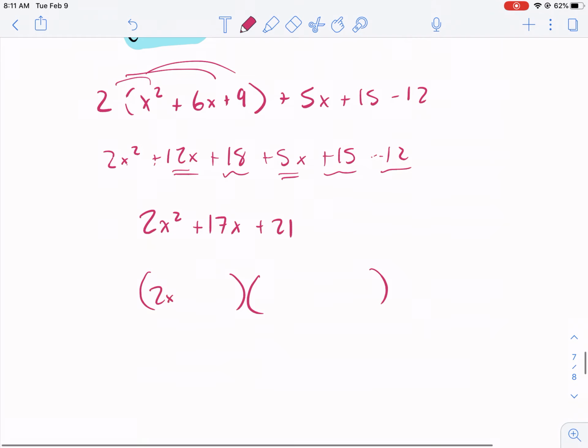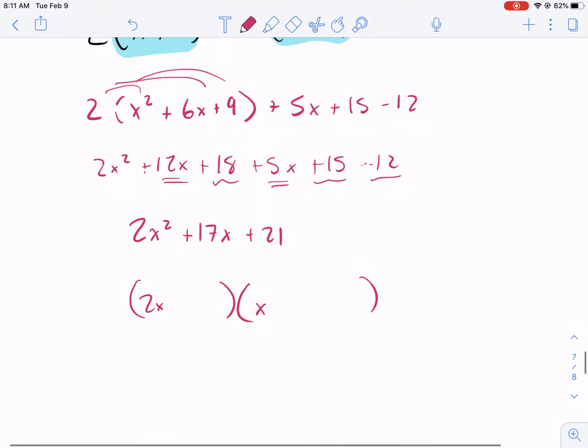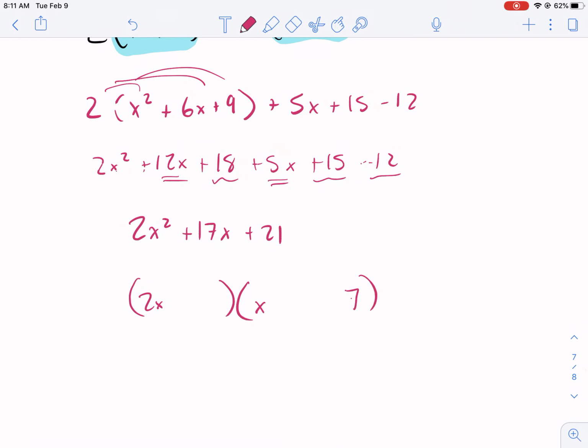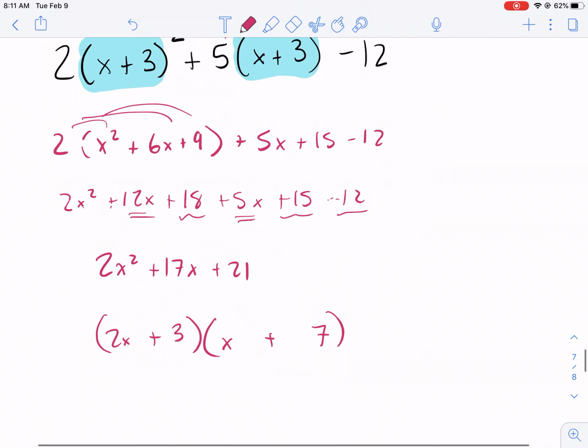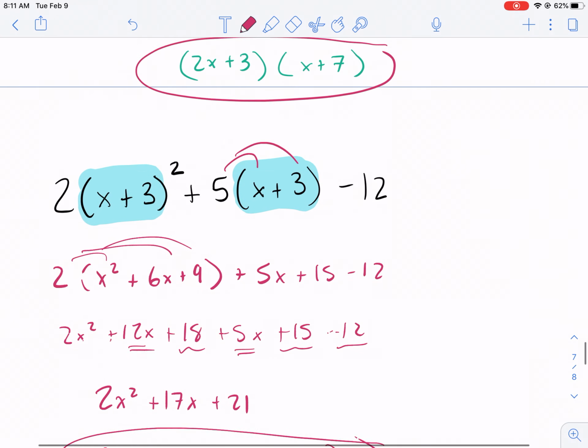We get 2x and x. And then we're going to probably have, I'm guessing, 7 and 3. We put the 7 here, 3 here, both positive. Is that what we got? 2x plus 3 and x plus 7? It is. So that's another way to do it.